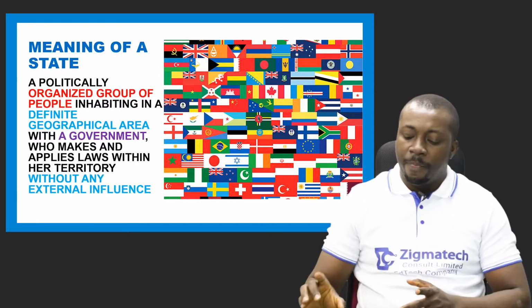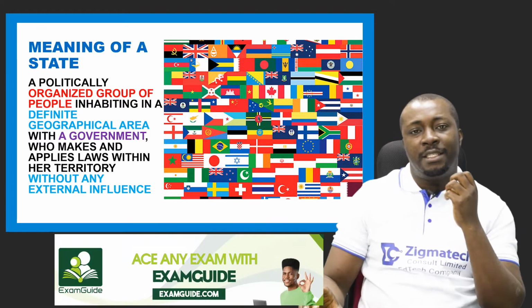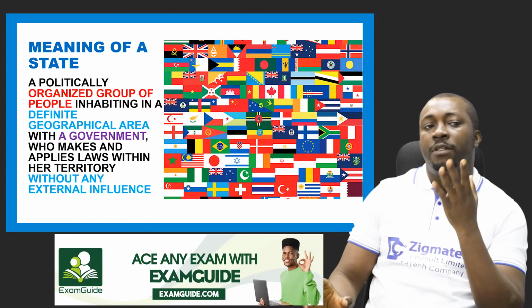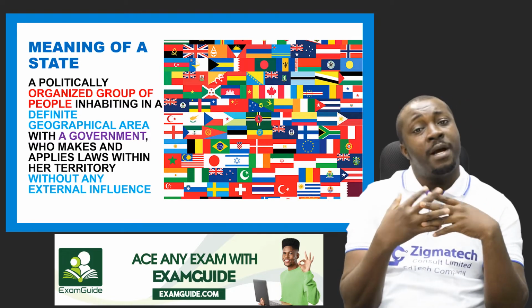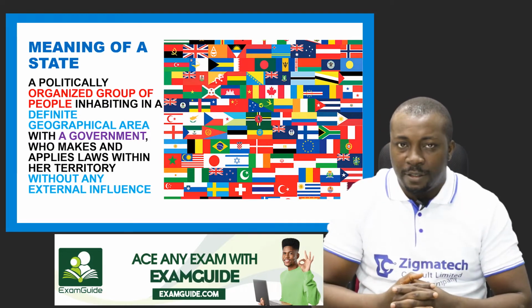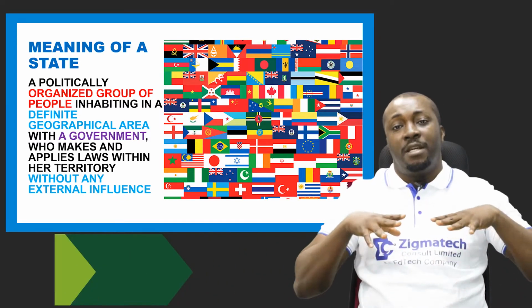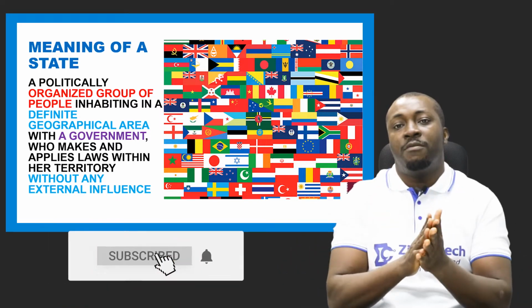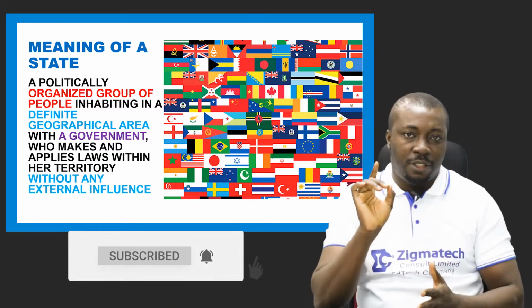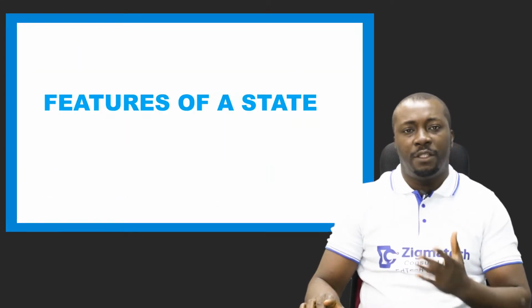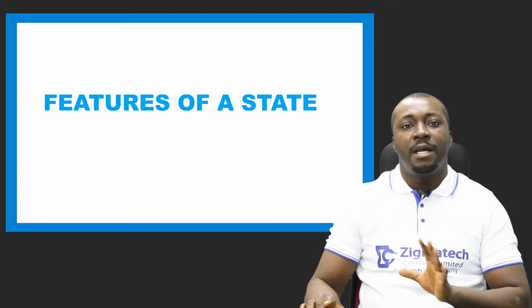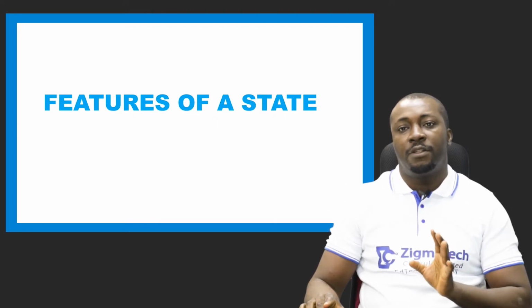interference or influence. Now, for us to understand the state better, I must tell you that state in government is what people normally refer to as countries. So in government, the basic term is state, and that's why we say government is an institution of the state. Now let's look at the features of state, the characteristics that make up a state, the defining features.